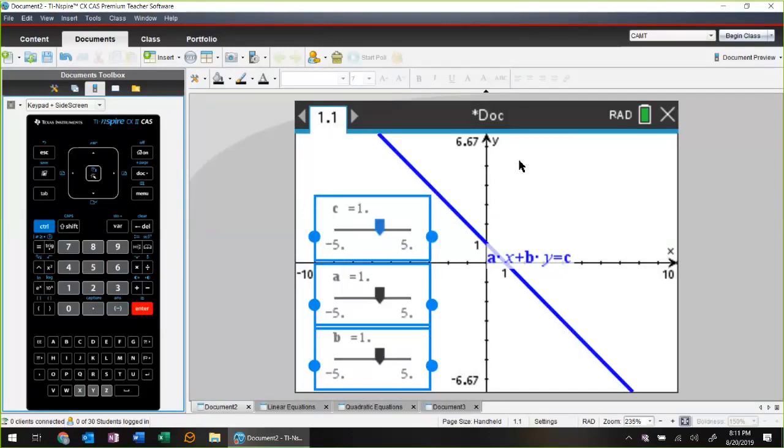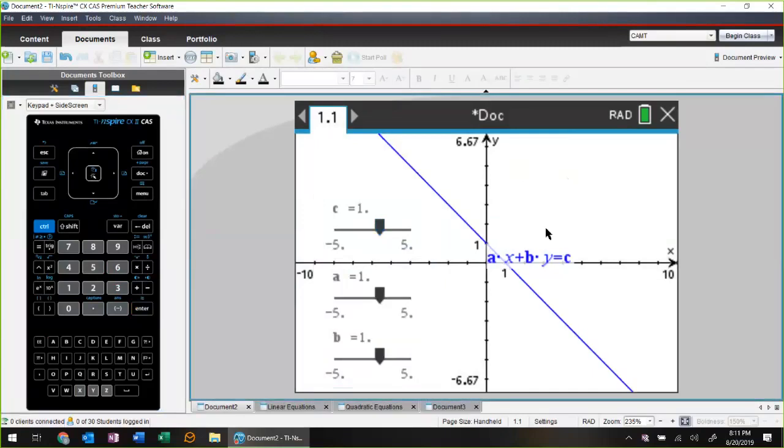I have 3 sliders that can be moved as I want, and I have the graph of my equation. So right now, first thing I'm going to do is grab this equation and move it up so we can see it up in the corner. And you might notice that right now the equation is exactly as I'd entered it: a times x plus b times y equals c.